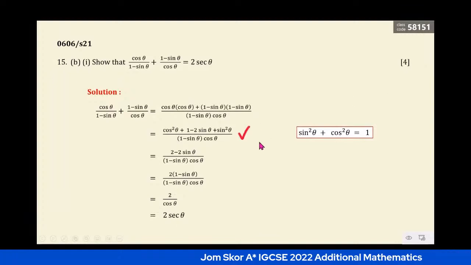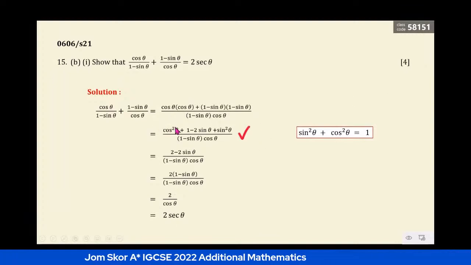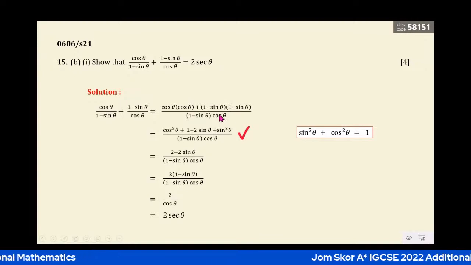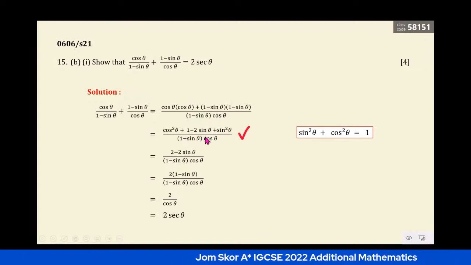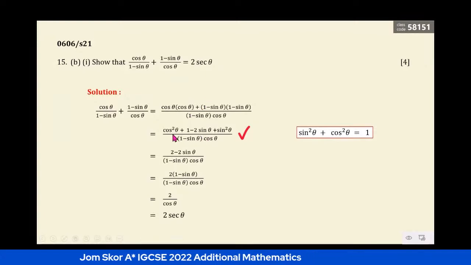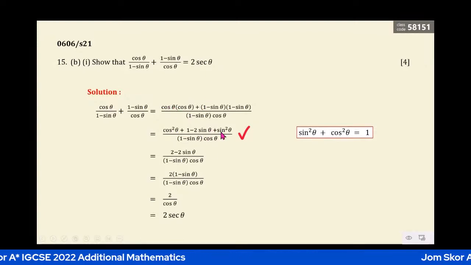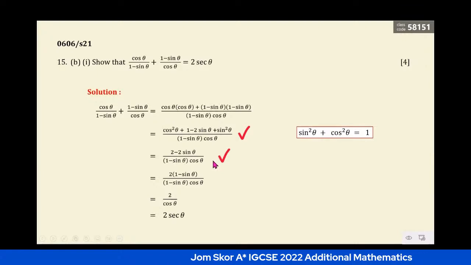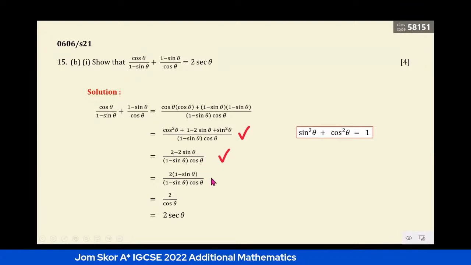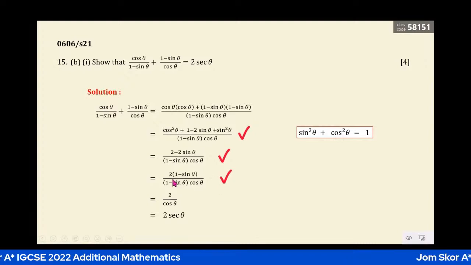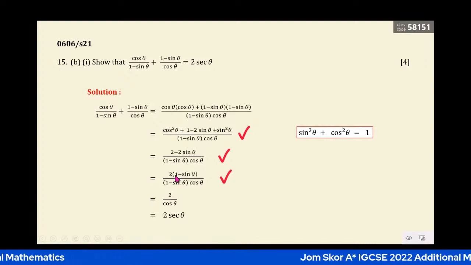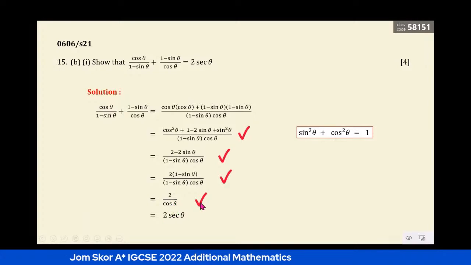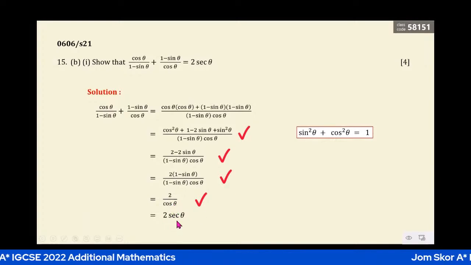The first mark will be given when you attempt to equate the denominator, and then you do the expansion all here. Okay, here you don't get the mark yet. So you have to settle this one. Alright, so express here and then show that sin square theta plus cos square theta is equal to 1. You will get 1 mark. Okay, then you factorize to show that you can cancel out this 1 minus sin theta. And then you get this 2 over cos theta leading to the answer 2 secant theta.